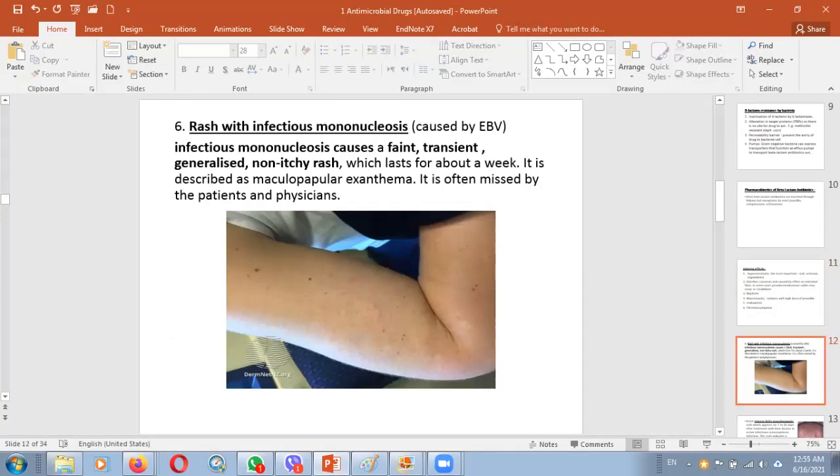Another adverse effect is rash that occurs with infectious mononucleosis infection. This is a kind of viral disease, infectious mononucleosis, that is caused by EBV, Epstein-Barr virus. Infectious mononucleosis causes a faint, transient, generalized non-itchy rash, which lasts for about a week. It is described as maculopapular exanthema. It's often missed by the patient and physicians.